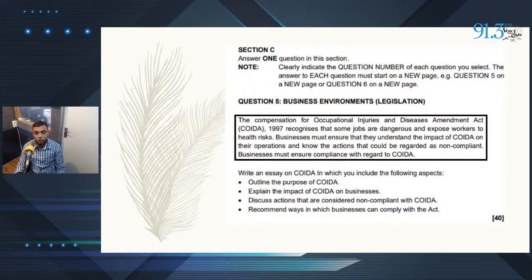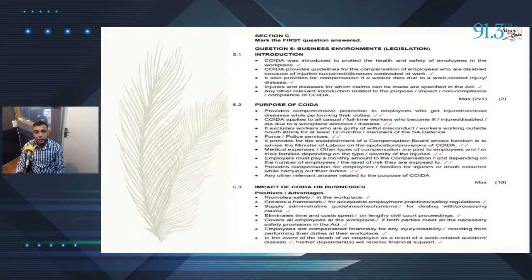So I'm going to show you the memo and how it should be answered. So our introduction, we are only going to have 2 bullets. So you can choose the easiest 2 bullets, which is the first and third.